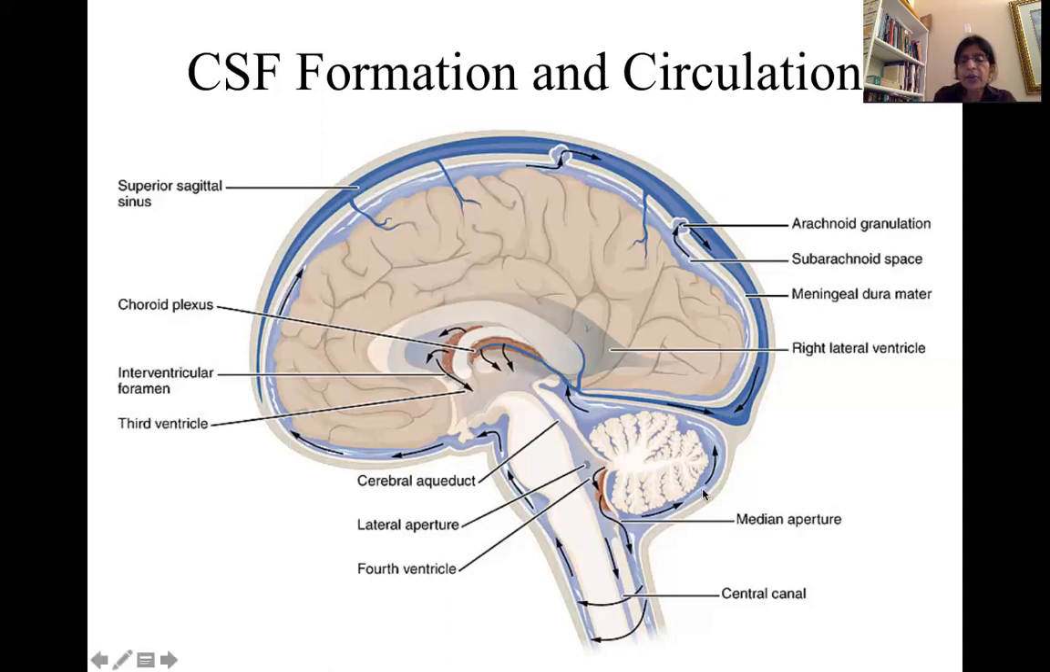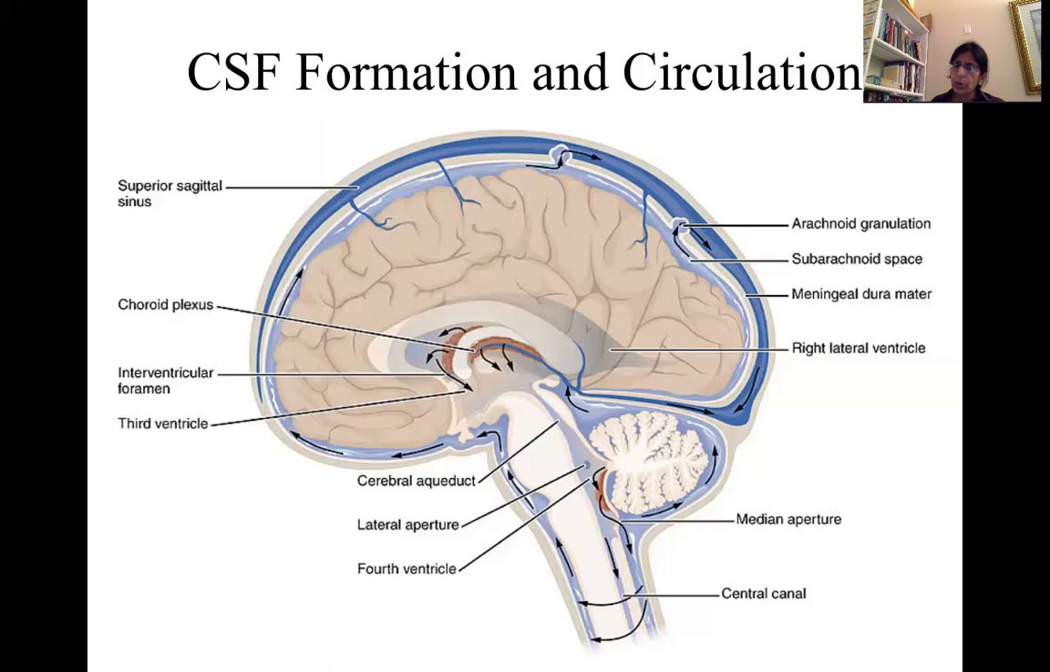Do you see how it goes into the subarachnoid space, which takes cerebrospinal fluid around the brain or around the spinal cord? Now you can imagine the brain and the spinal cord both surrounded by cerebrospinal fluid, which is a really good setup because the fluid around the tissue can absorb shock and protect the brain and the spinal cord.